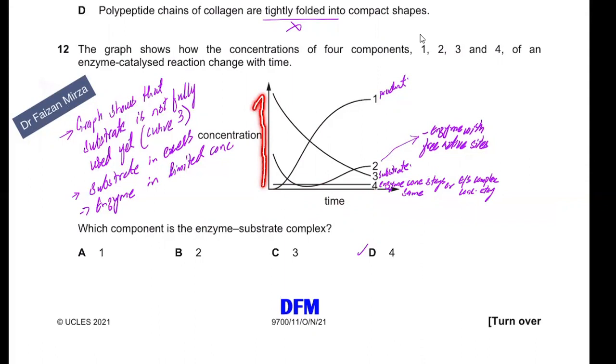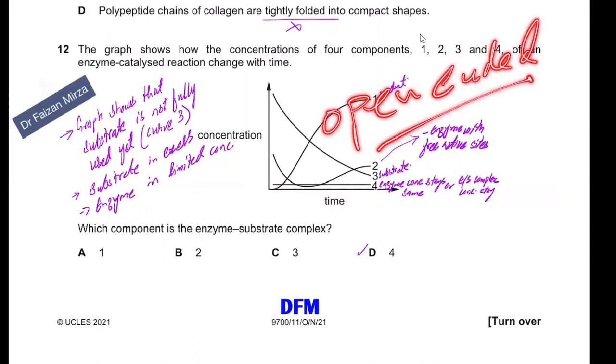The question states the graph shows how concentration of 4 components, 1, 2, 3, 4, of an enzyme catalyzed reaction change with time. How much time is mentioned? It's not given. How much enzyme was added? It's not mentioned. How much substrate was added? It's not mentioned. How much product was formed? It was not mentioned. This is a completely open-ended graph.